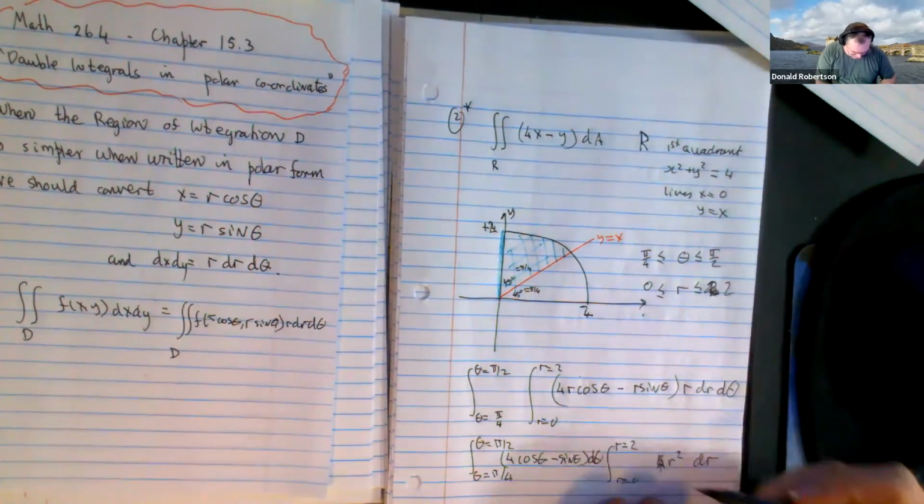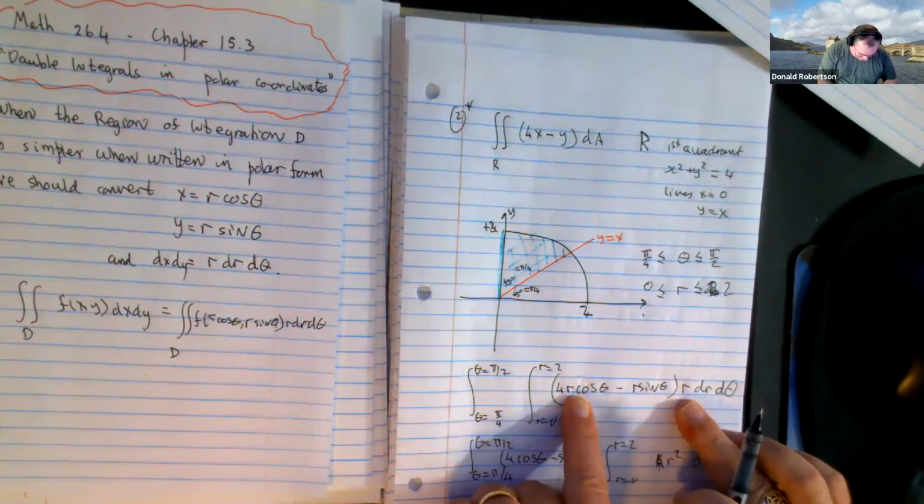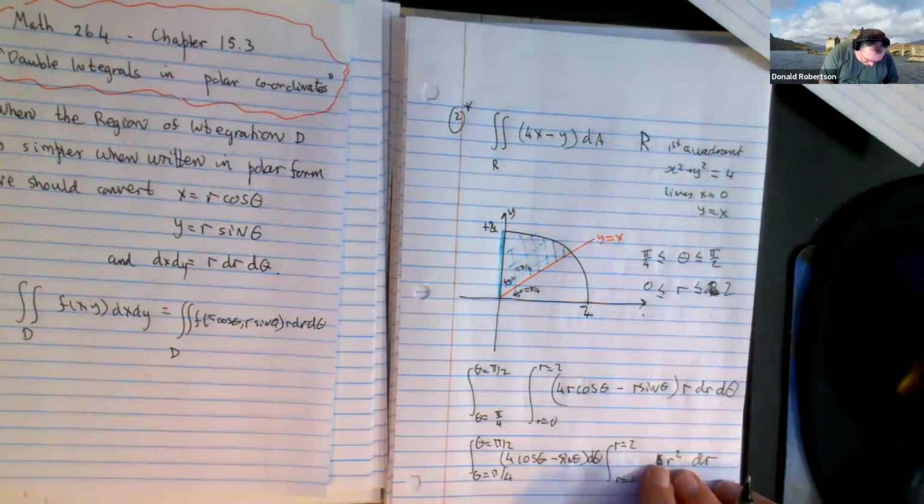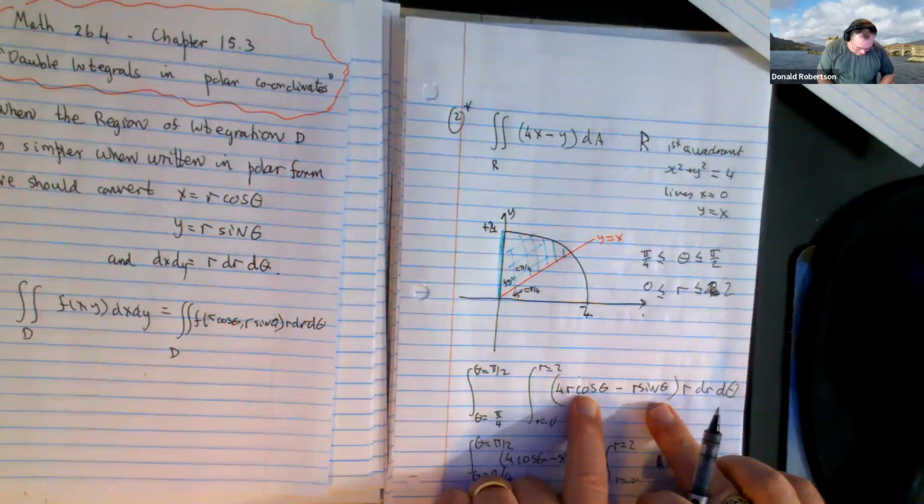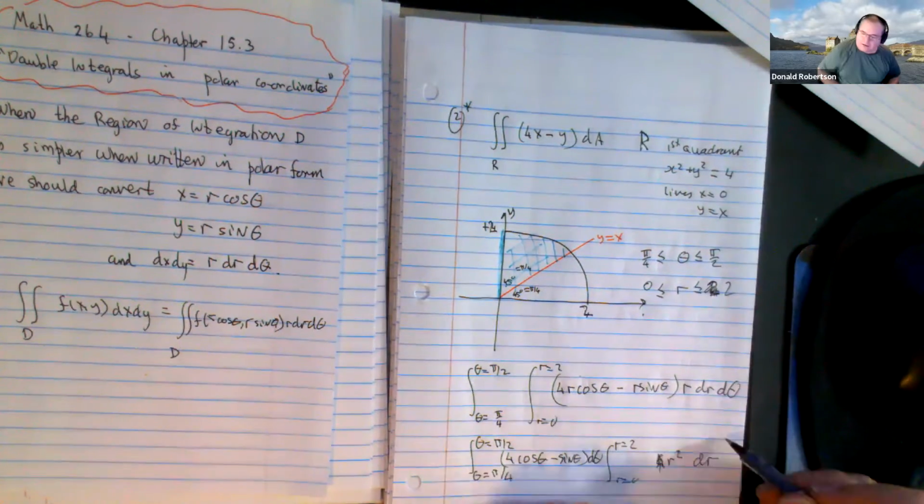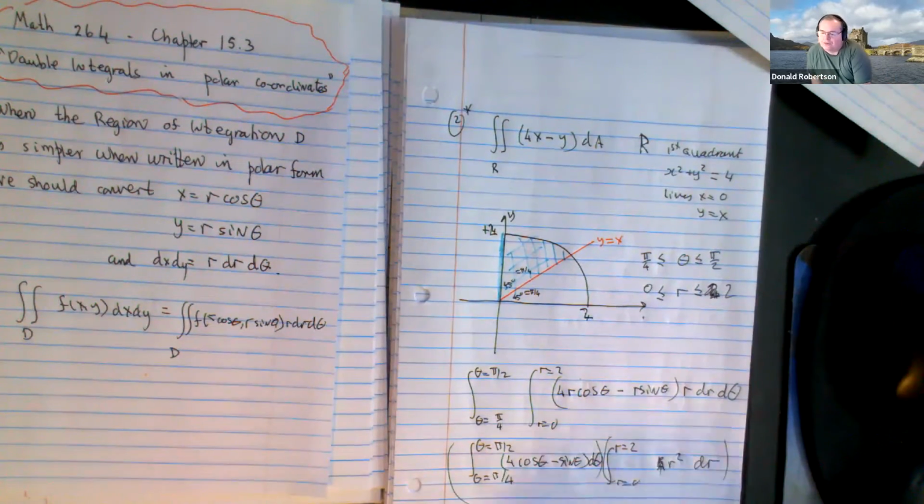So this r and a common factor of r gets me r squared. The 4 cosine and the minus sign get you here. These two guys split, don't they? And now you have two Calc 2 integrals to do.